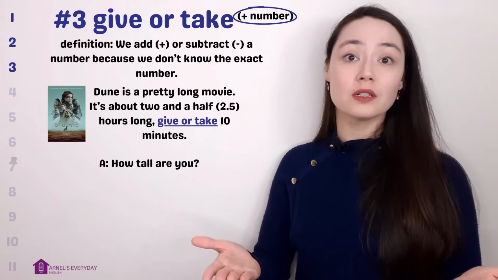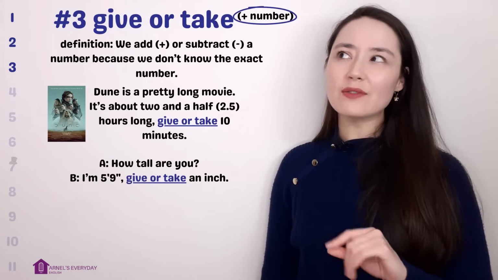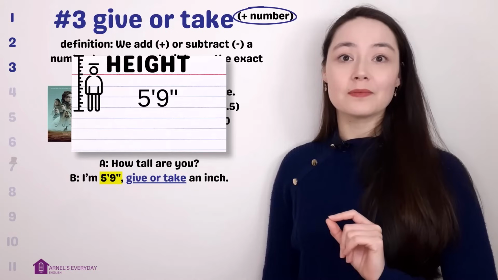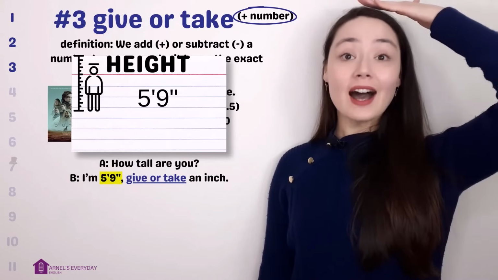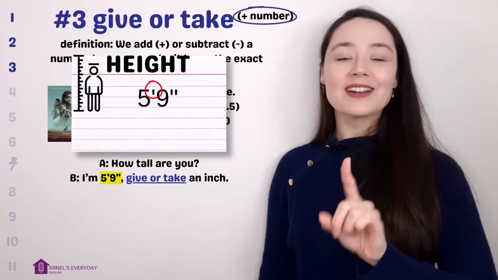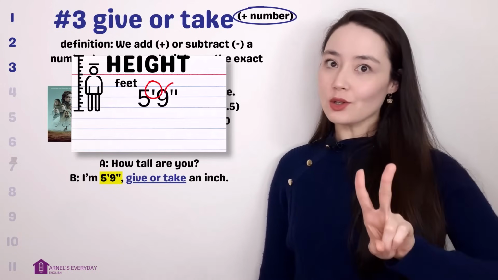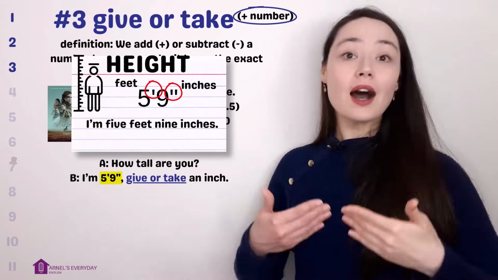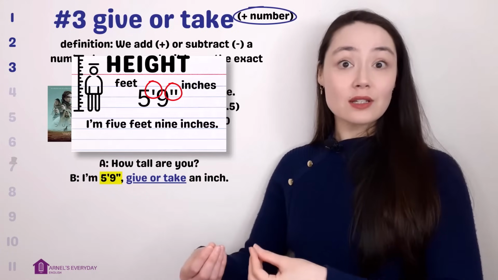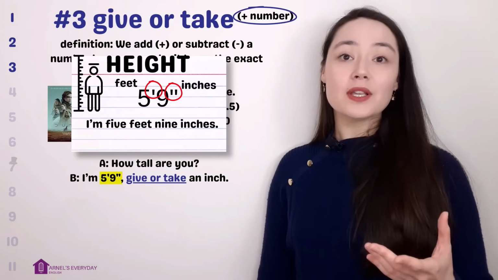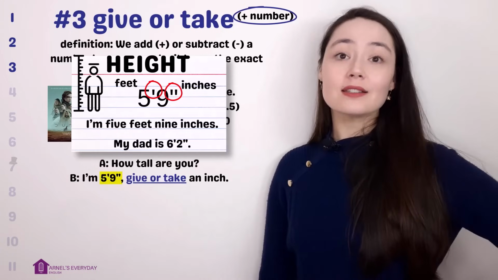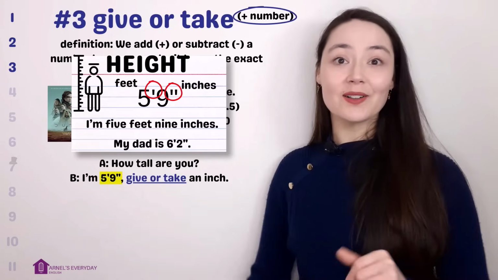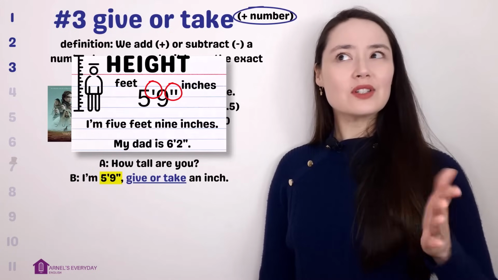How tall are you? I'm 5'9", give or take an inch. Let's take a moment to look at this, 5'9". When we're talking about height, one little line represents feet. 2 little lines represent inches. So I could say I'm 5 feet, 9 inches, but that's not necessary. For example, I can say, my dad is 6'2". Everyone knows I mean he's 6 feet, 2 inches tall. I'm 5'9", give or take an inch.